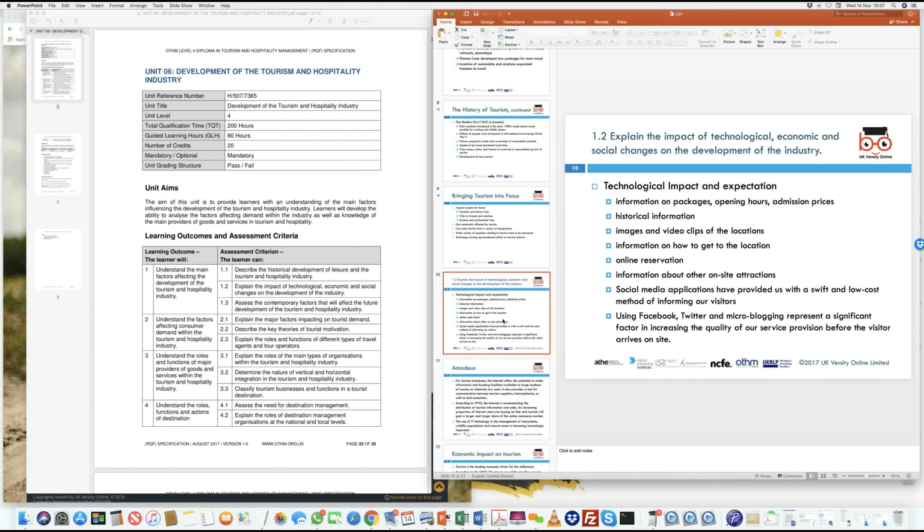So things like images, things like video, things like the internet, online reservation. You look at social media and the impact it is having. You look at Facebook, Twitter, microblogging. These are advancements which have allowed technology to positively impact the travel and tourism sector.